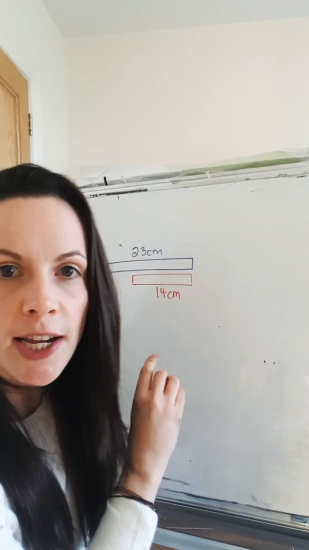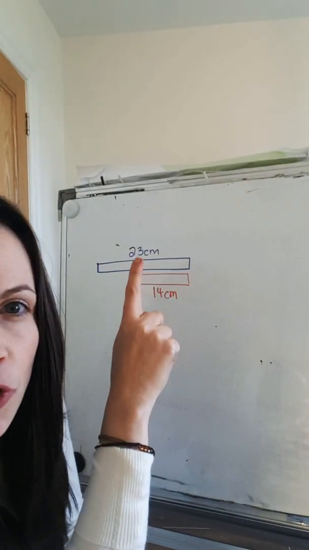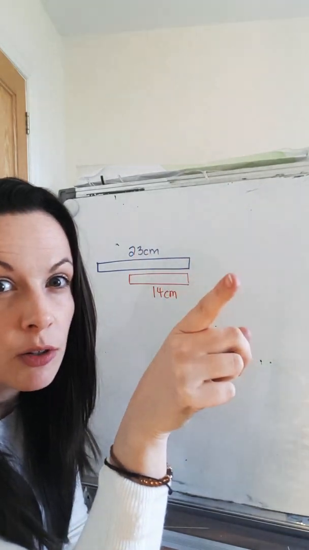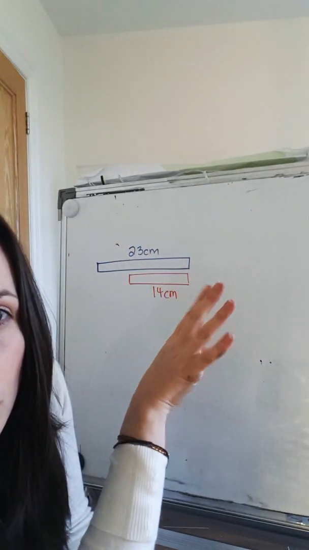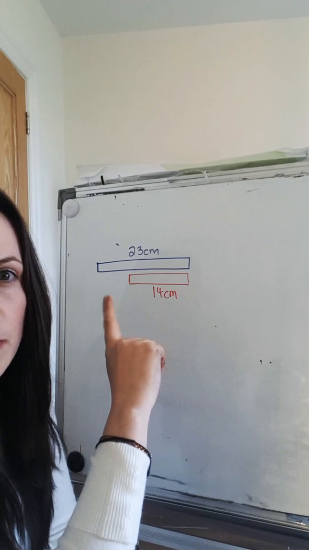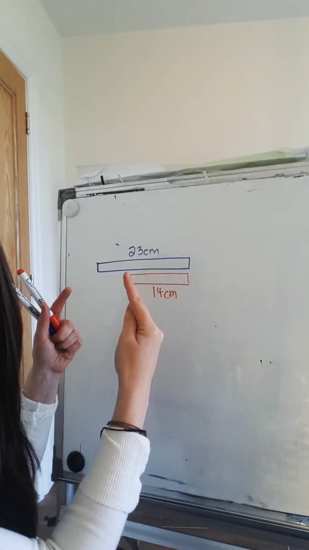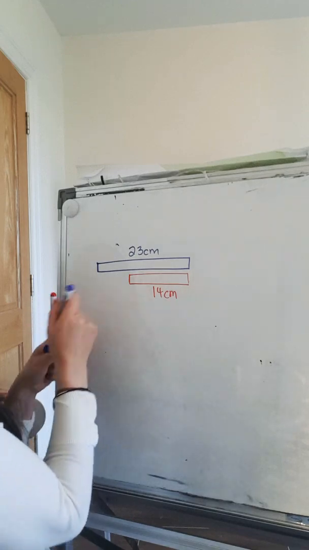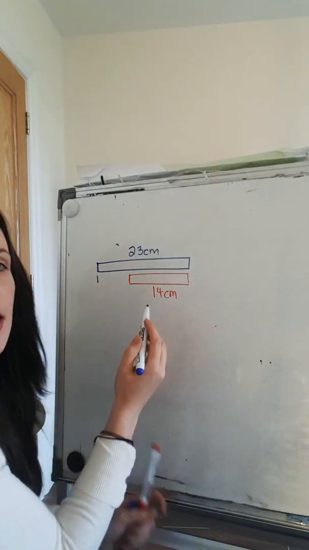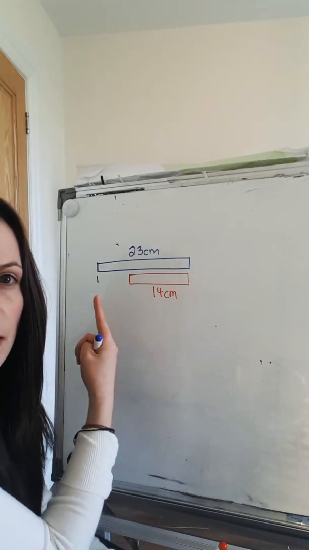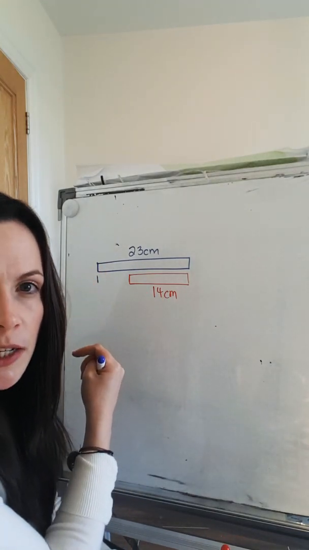Question 2, page 98. Blue straw is 23 centimeters long, almost 1/4 of a meter, and the orange straw in your book is 14 centimeters long, and it asks you how much longer is the blue straw. So you're finding the difference between them if you were to make them the same. So the way I'm going to do this one is I'm going to count up. What do I need to count up to 14 to get to 23?